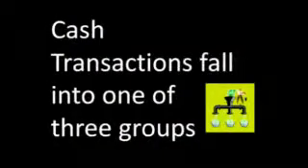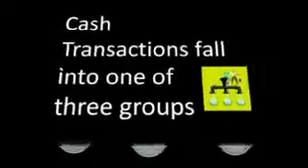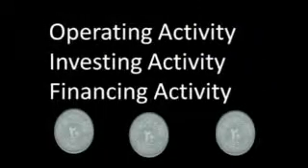Fortunately, we are lucky, and this task is fairly simple. I know you have heard that one before. But it really is simple because there are only three groups. Cash transactions will belong to one of these groups: operating activity, investing activity, financing activity. So we shall make a start by thinking about what operating activities are.